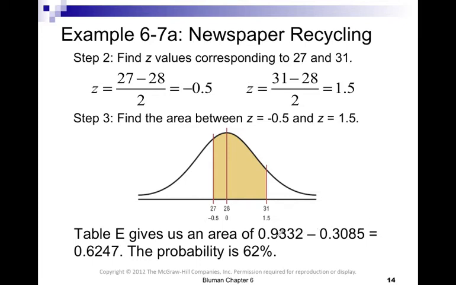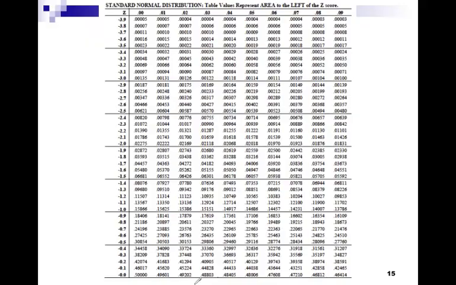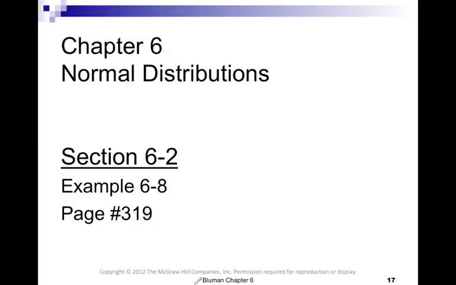Subtract the two, like I said, because we've got to find this shaded area. And 0.6247 is our answer, so the probability, multiply that by 100, is 62% that between 27 and 31 pounds of newspaper are generated. We'll go to another example.